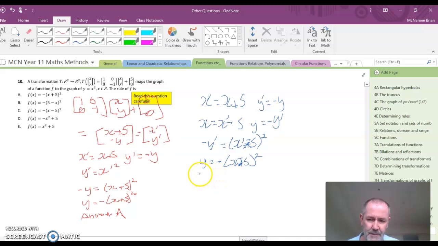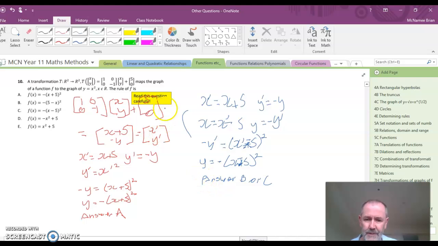And of course, we can just think of that as f of x equals minus x minus 5 squared. If that had been the equation, that would have corresponded to C. In fact, it also would have corresponded to B. These are in fact the same answer, because when you square 5 minus x or x minus 5, you get the same answer. So we can write: answer B or C.